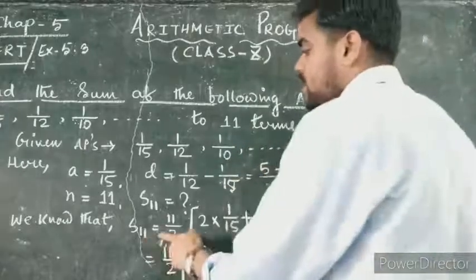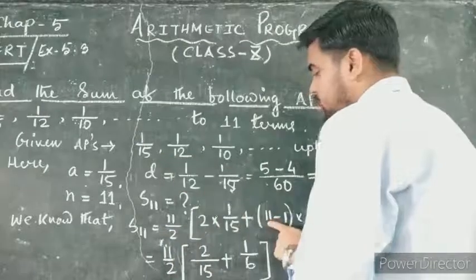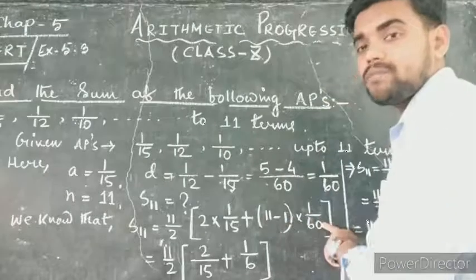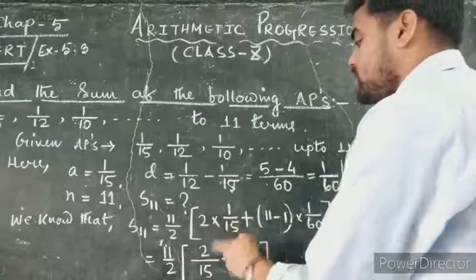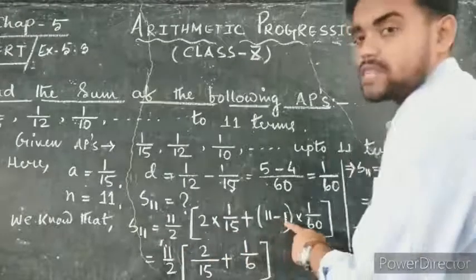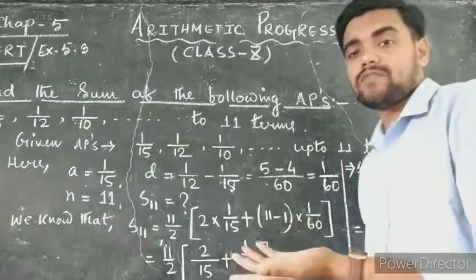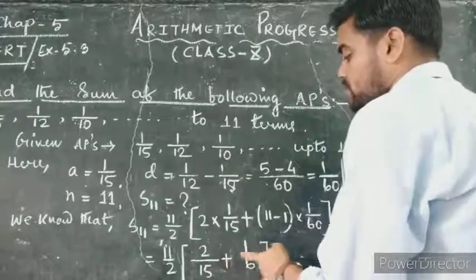So S11 equals 11 by 2 times (2 times 1 by 15, where n is 11, so 11 minus 1, into d, which is 1 by 60). So directly we can put it there. Solve it: 11 by 2, then 2 by 15 plus 11 minus 1 is 10. So 10 multiplied by 1 by 60 is 10 upon 60. The zeros cancel, so 1 by 6. So 2 by 15 plus 1 by 6.